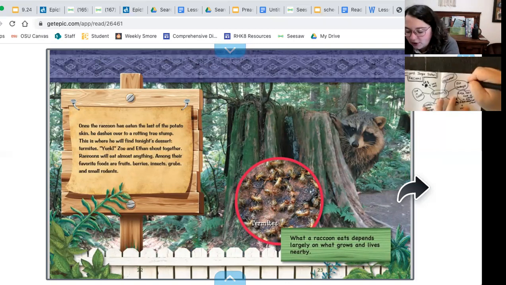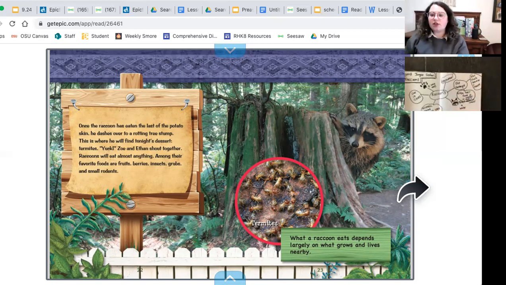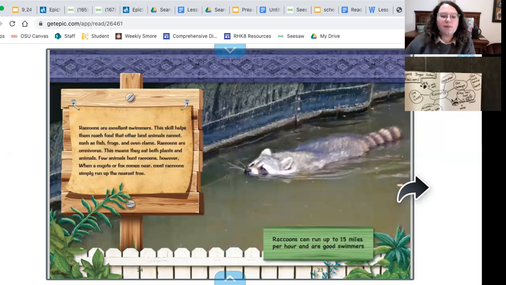So we put that they eat garbage. I'm going to draw another line off of that and also put that they eat fruit, berries, and insects. Because that's something I wasn't sure before. I knew that they ate trash, but I wasn't sure what else they ate.